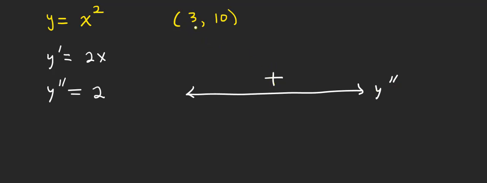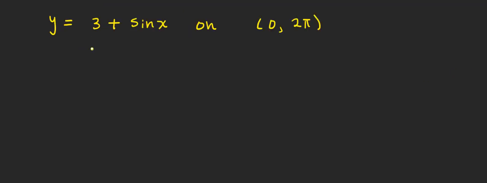So within the interval 3 to 10, you know that y equals x squared will be concave up. As a matter of fact, it doesn't matter what interval it is. Y equals x squared will always be concave up since the second derivative is positive. Now let's talk about the concavity of y equals 3 plus sine x on the interval from 0 to 2 pi.